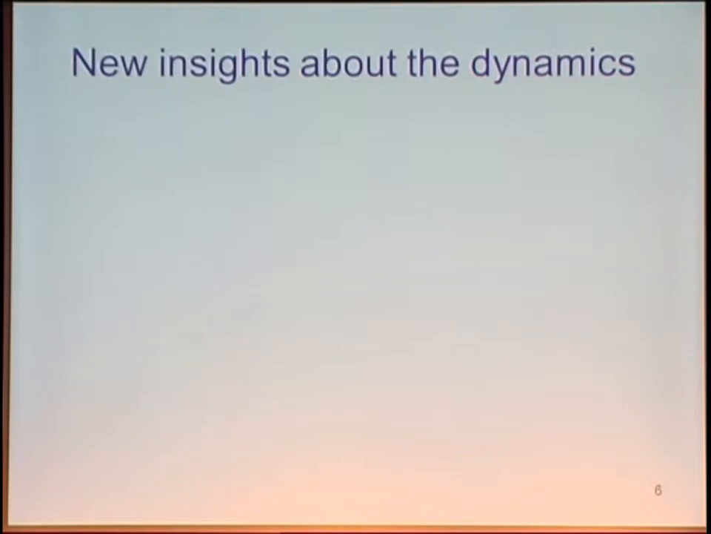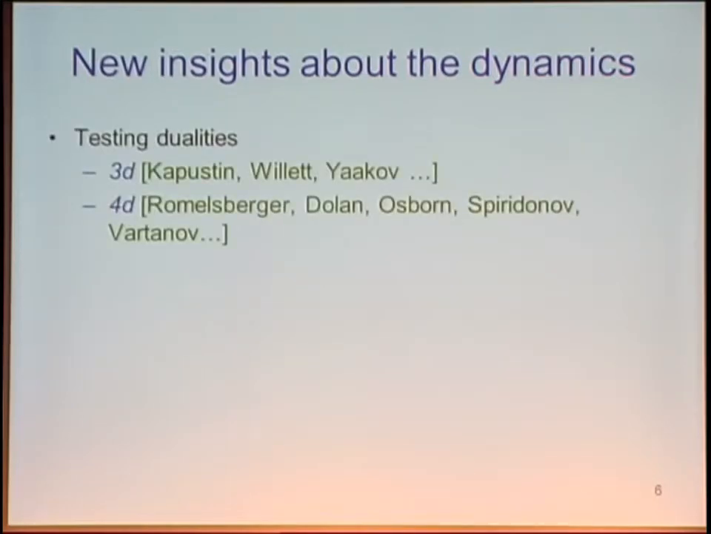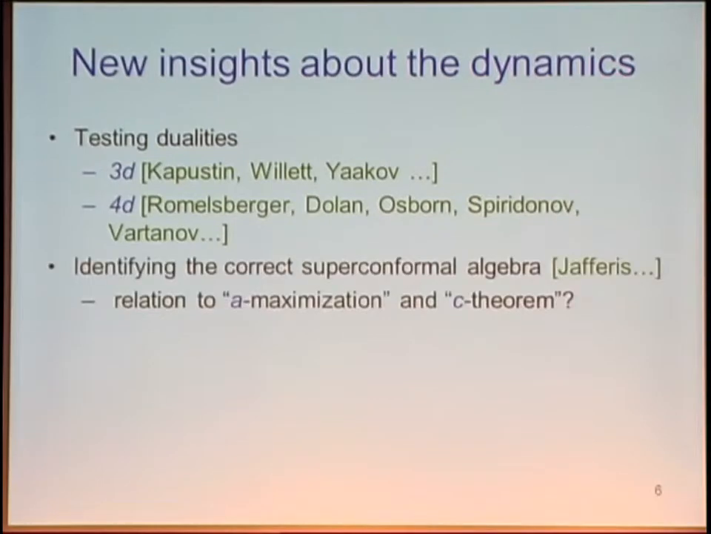The third thing that I wanted to mention is new insights about the dynamics. By putting the theories on non-trivial spaces, we have learned many new insights. First, there were tests of dualities. So Kapustin, Willett, Yaakov, and many followers have studied theories in three dimensions and tested old dualities and proposed new dualities. And Romelsberger, Dolan, Osborn, Spiridonov, Vartanov, and many followers tested dualities in four dimensions. So I said it would look like a long laundry list, and in fact it does.